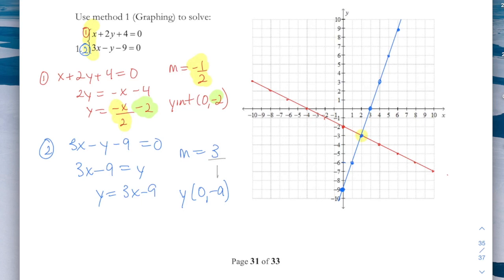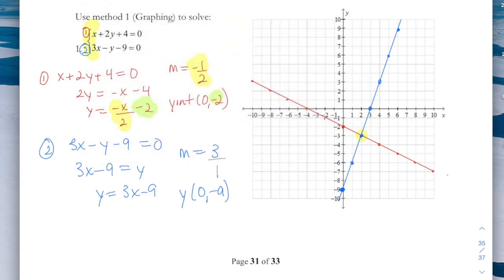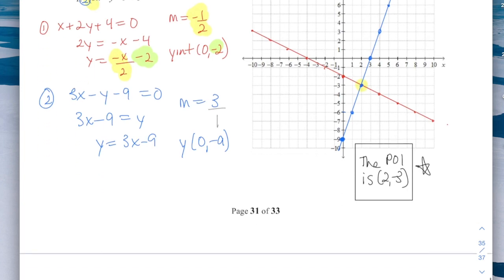Now, we're actually not done the question because we need to explicitly write down the answer. So I wouldn't get full marks just by drawing it. I have to say the POI is 2, -3. So this, in fact, is my final answer, and it's what my teacher will be looking for. So let's do another example.